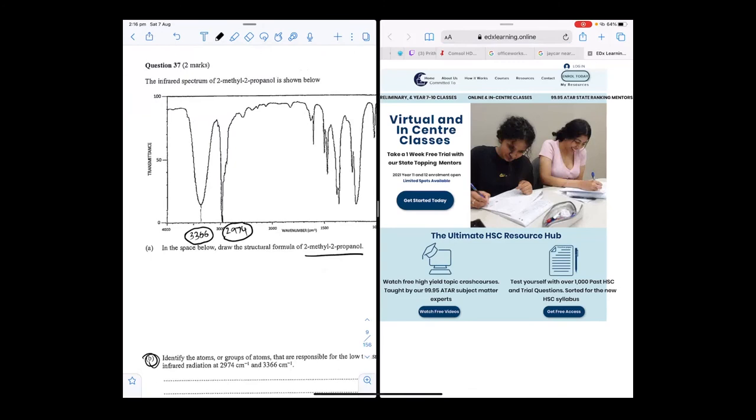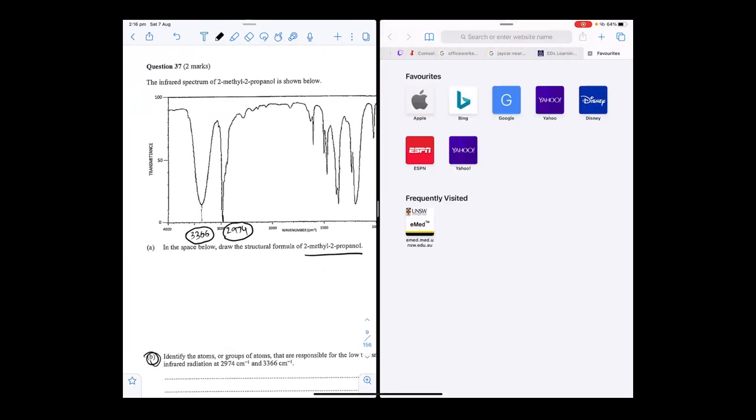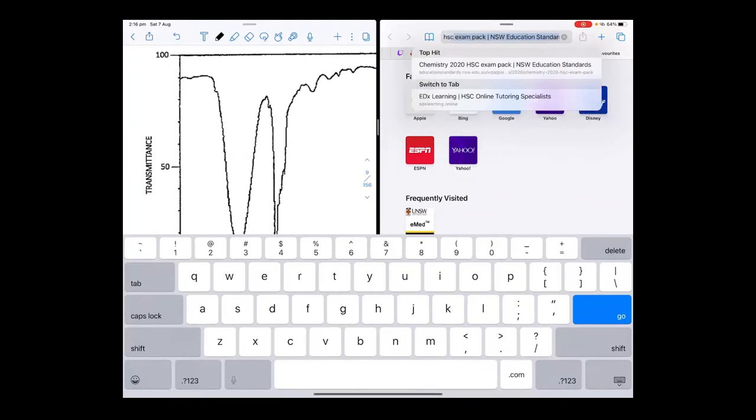Yeah. Okay. I hope you're right. Would it be OH for the 2974? I'm just going to zoom in here for you, and I'm just going to go HSC. Wait, is it blue?